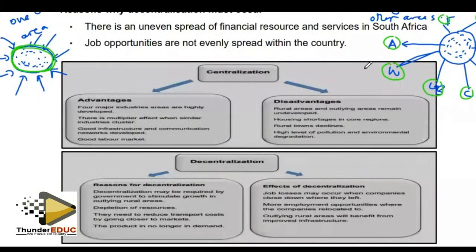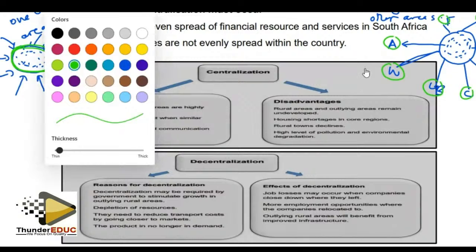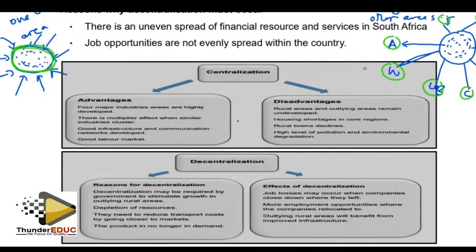So let us try to look at the advantages of centralization of industries and businesses. If industries are focused in one particular area, how is that an advantage? They say the first one, for major industries, areas are highly developed. Meaning because of centralization, there will be high development of industries.